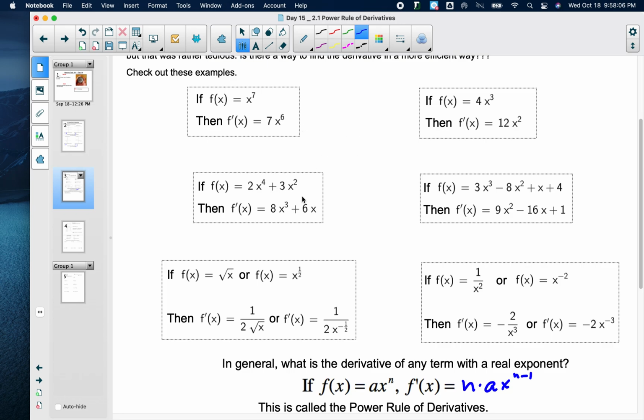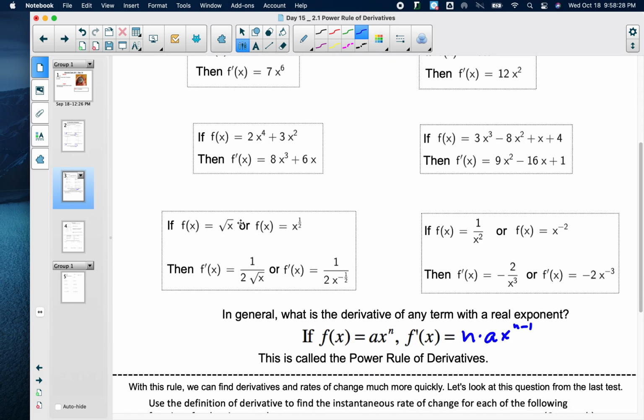Down here, I'm just going to split it up, okay? So the derivative of that and the derivative of that. So 4 times 2 is 8, and then I subtract 1 from the exponent, so it's to the 3rd power. 2 times 3 is 6. I subtract 1 from the exponent, and that gives me a 1. Okay, and this should work for any term of any real number exponent.